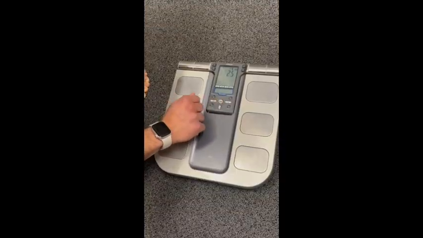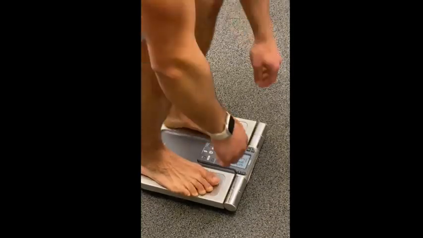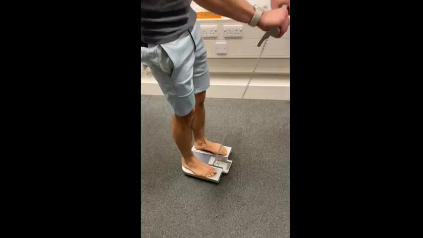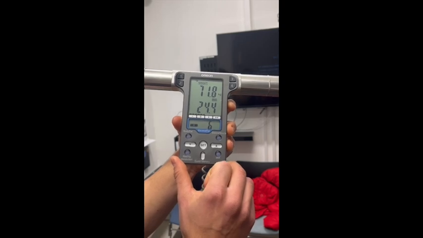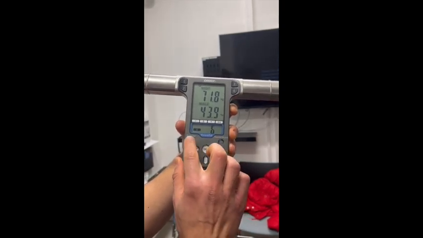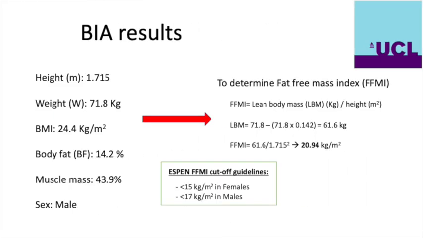The examiner should then input the patient's height, age and sex before stepping onto the scale. Once the patient stands on the scale, they should lift up the handlebar with both arms straight in front. Once the BIA reading is complete, the muscle mass percentage, body fat percentage, and weight values should be recorded and used to determine fat-free mass. We can see that the calculated value is over 20.94 kilogram per cubic meter, meaning the patient has not met the cutoff guidelines for malnutrition.